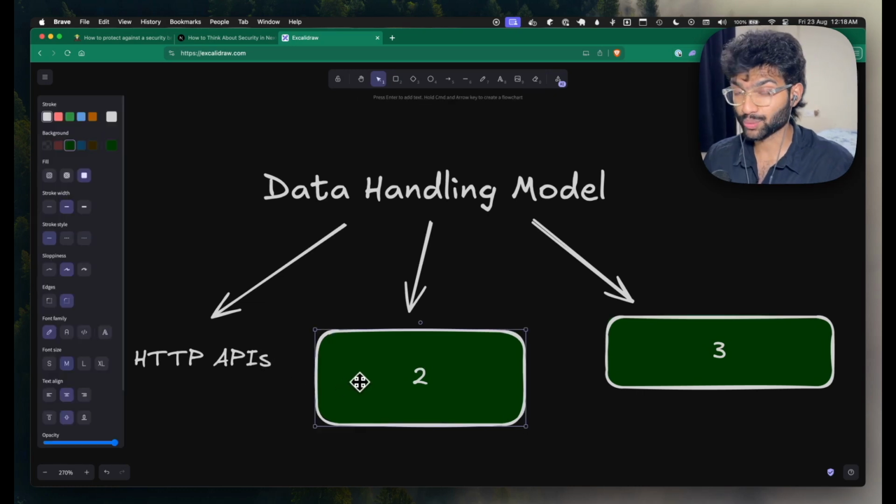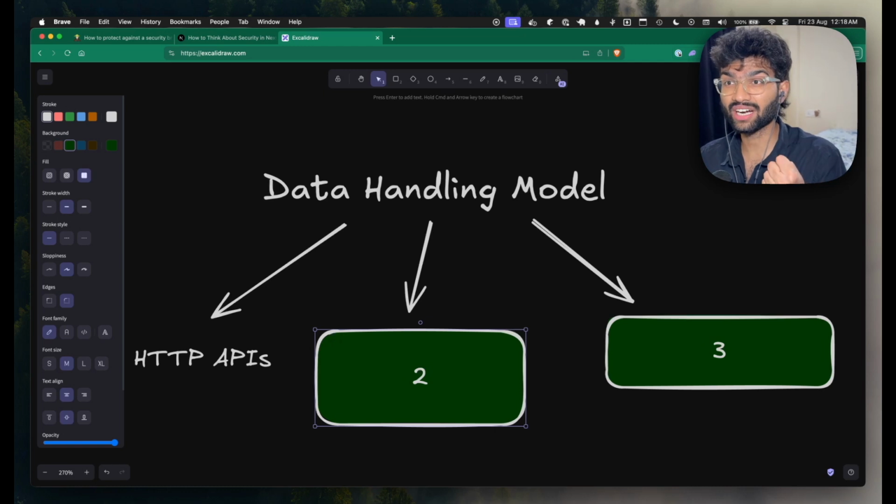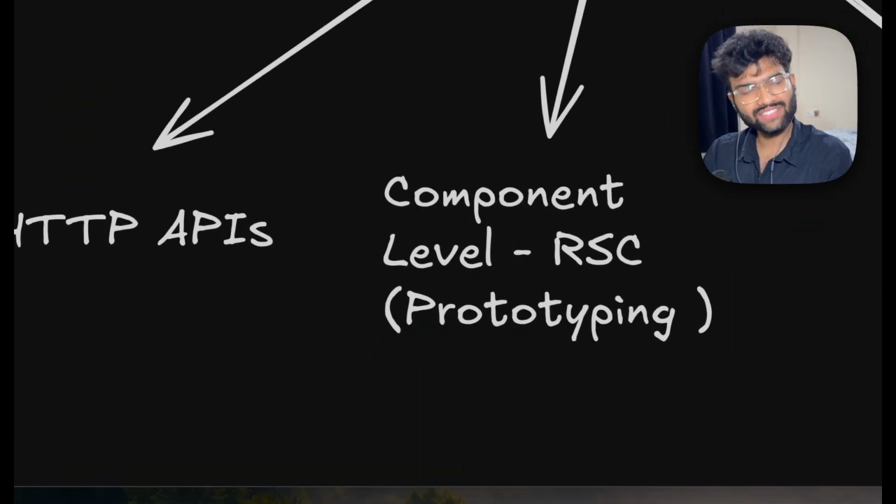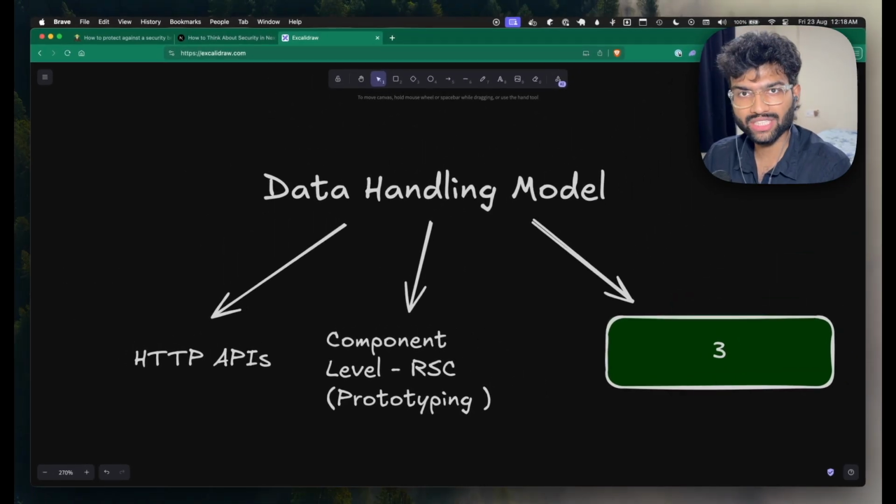That is, you have normal APIs written in a separate backend and you call those APIs on your front end. The second approach, which React server components allow us to do, is directly fetch data using an async component. This is very useful in the prototyping stage and can help you get your app launched very, very fast. But it's not the recommended and secure approach.